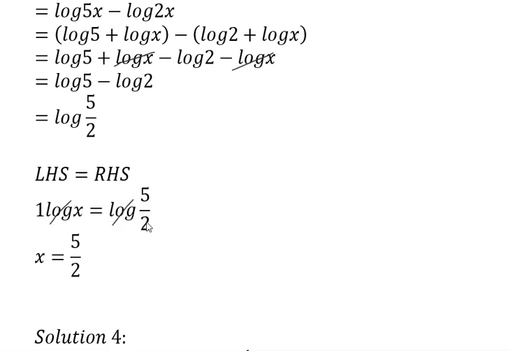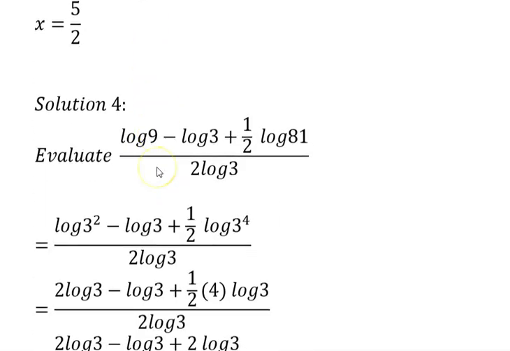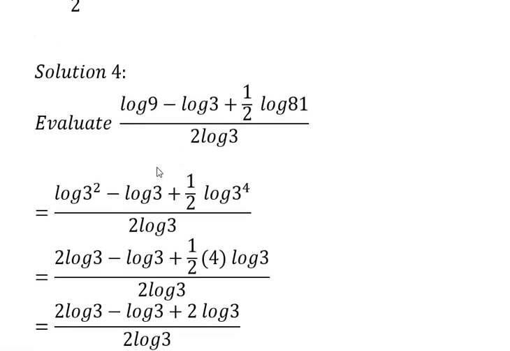So let's dive straight to the last question that we have here. Question number 4. The question says evaluate log 9 minus log 3 plus 1 over 2 log 81 all over 2 log 3. We are still going to be going through our route. It looks complex, but if you follow it step by step the way we've been doing, it's going to be very easy. So let's go.